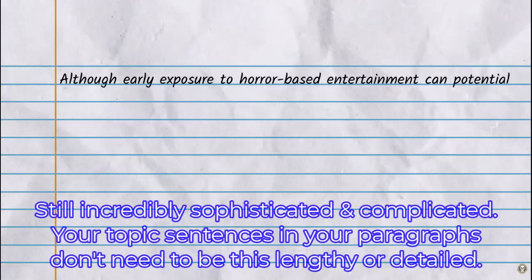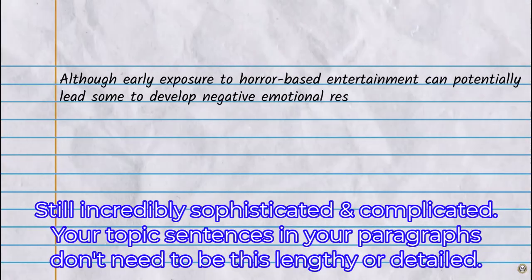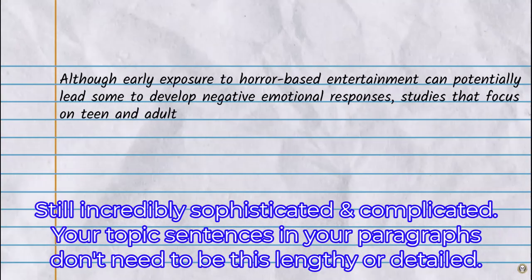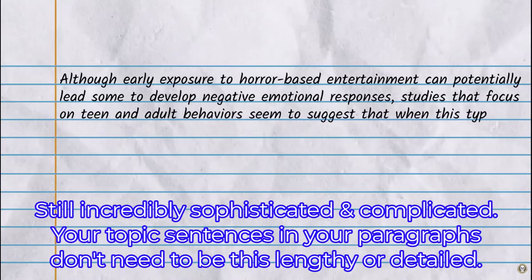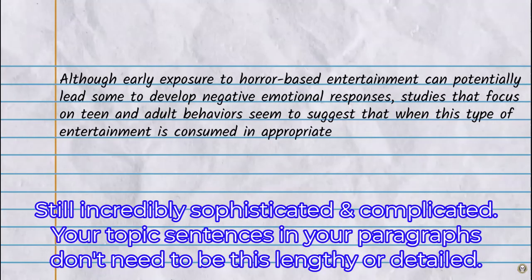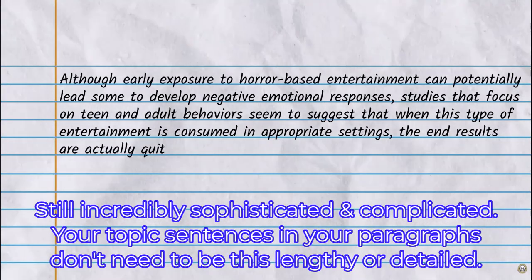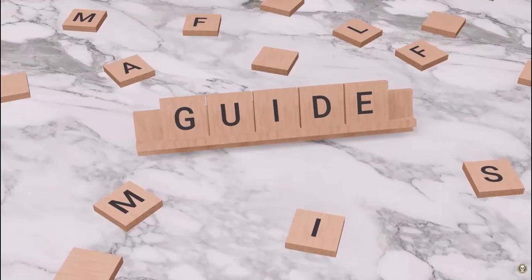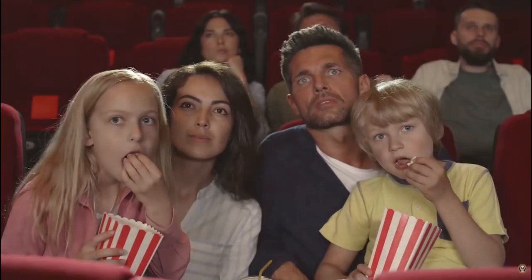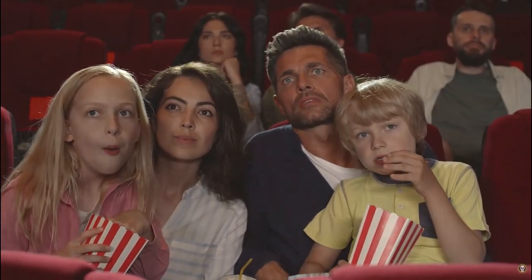Okay, in my last video, we used this thesis to create topic sentences, and here's the topic sentence that we're going to use for today to help us learn how to integrate textual evidence. Although early exposure to horror-based entertainment can potentially lead some to develop negative emotional responses, studies that focus on teen and adult behaviors seem to suggest that when this type of entertainment is consumed in appropriate settings, the end results are actually quite enriching for an individual. What this topic sentence does is guide me to know that I need to integrate textual evidence that relates to studies that focus on teen and adult behaviors and the benefits that they get from engaging with horror-based entertainment.